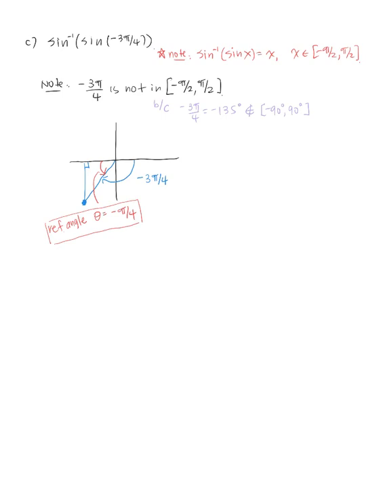Okay, now is negative pi over 4 inside of negative pi half to pi half? Yes, I believe so. Let me spell everything out. The reference angle of negative 3 pi over 4 is negative pi over 4. And negative pi over 4 is inside of that interval, negative pi half to pi half. So therefore, our note, which is the little star, can be applied.